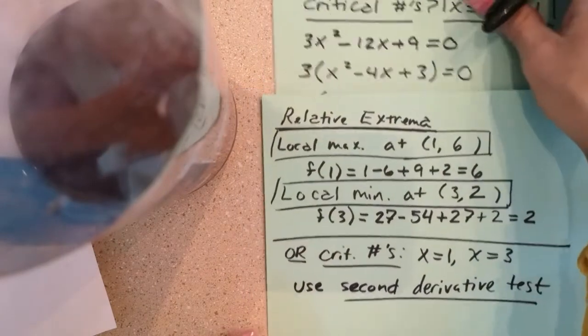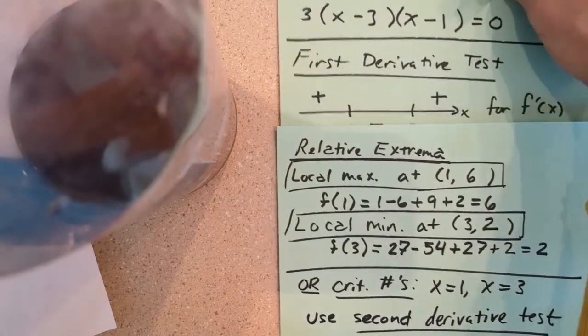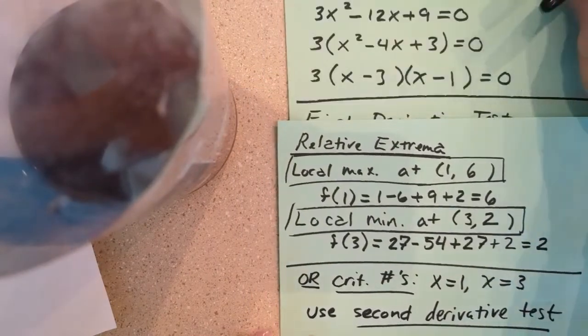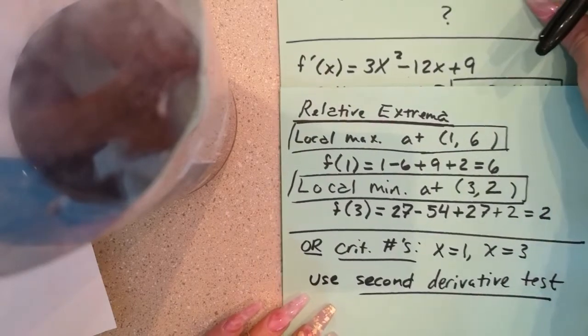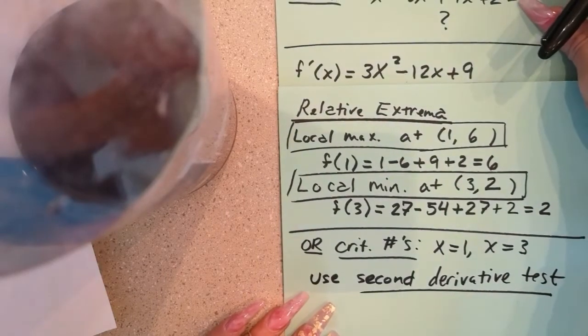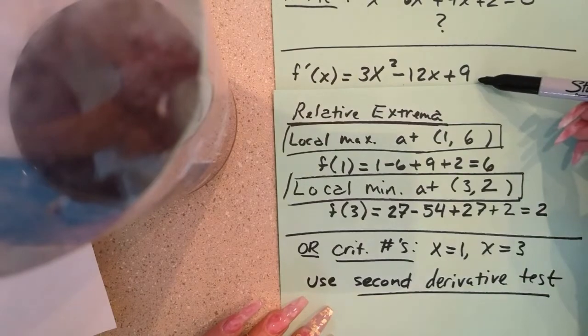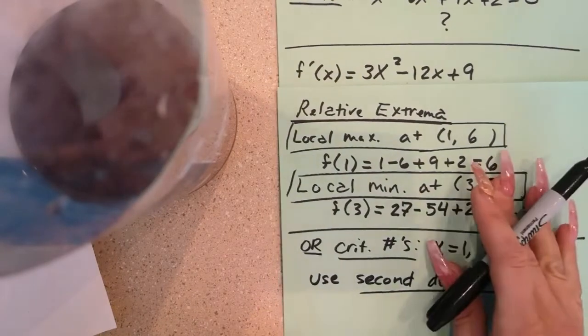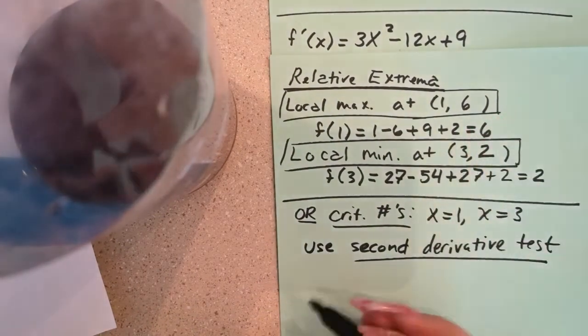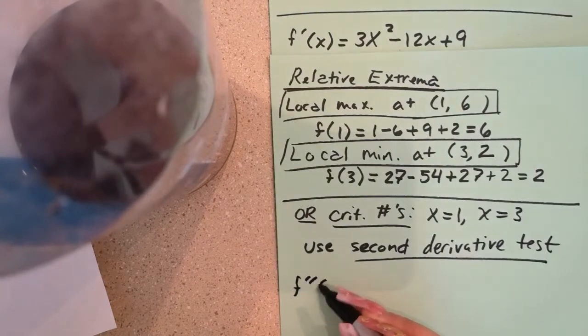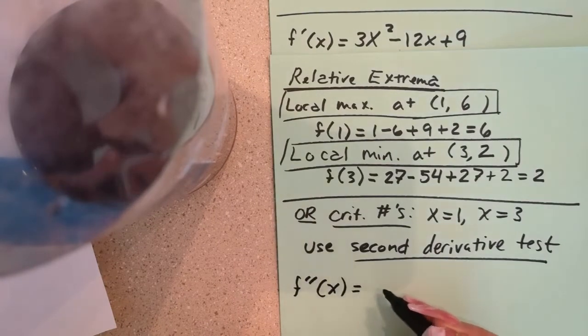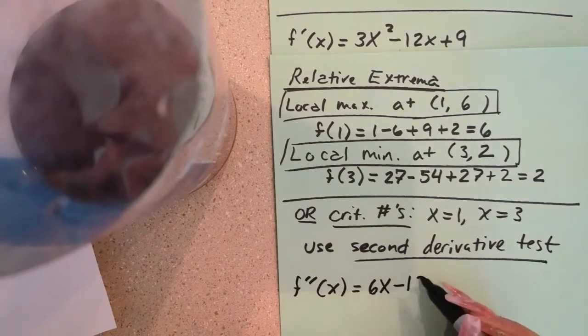So I guess in order to use that test, I'm going to need, well, the second derivative. So let's see, I'm looking back here. Here's my first derivative right here. So let me start then by finding my second derivative. So the second derivative would be what? 6x minus 12.